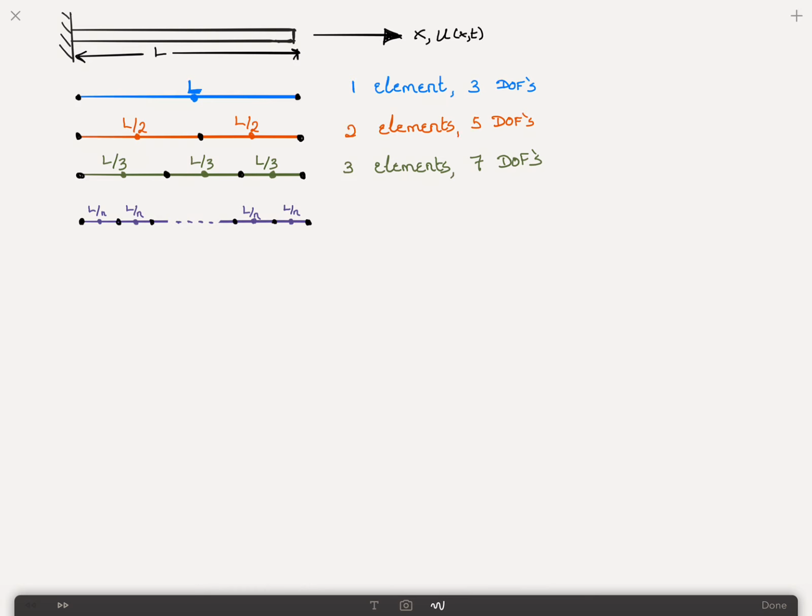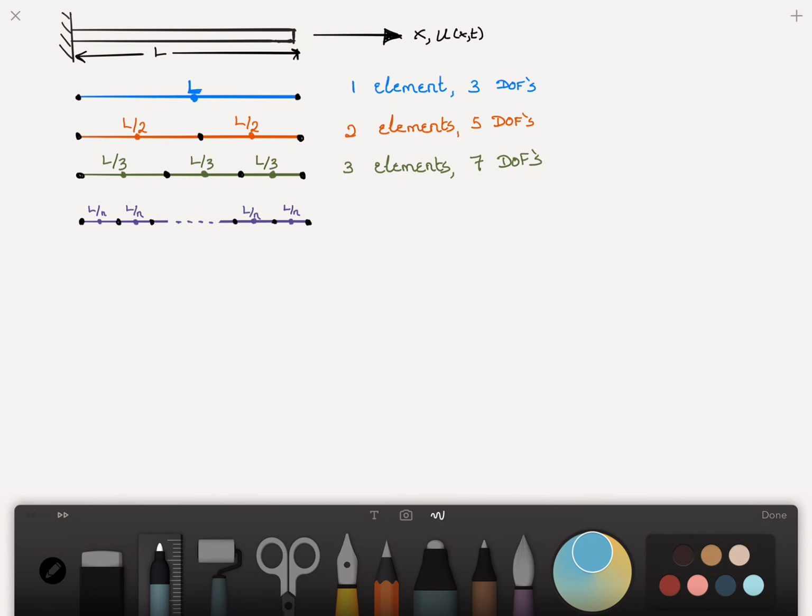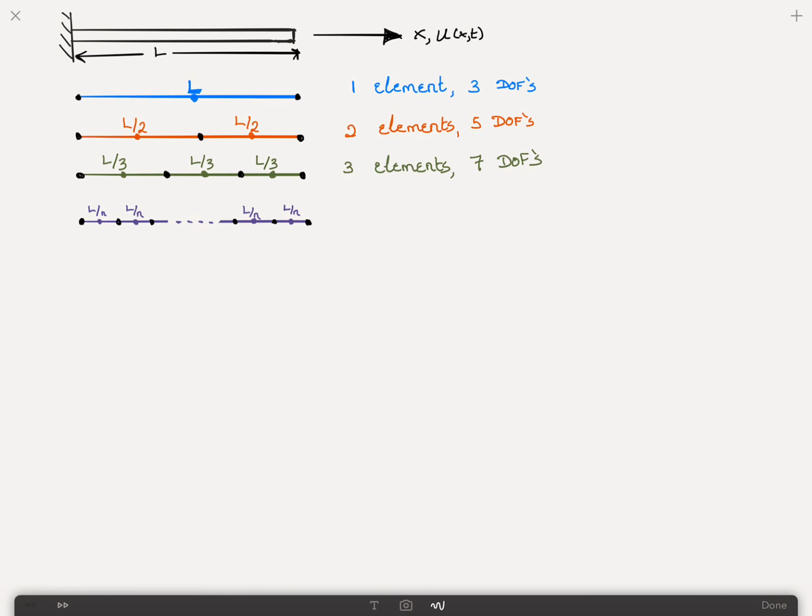If we then looked at two elements in the red, we again see that we have an internal node in each case. Same thing for three elements. And then I've gone ahead and done it for n elements. And what you'll see is that with one element there are three nodes, or 3 degrees of freedom. Two elements, there are 5 degrees of freedom. Three elements, there's 7 degrees of freedom. So if I'm going to generalize this to n degrees of freedom, I would say that for n elements, it's 2n plus 1 degrees of freedom.